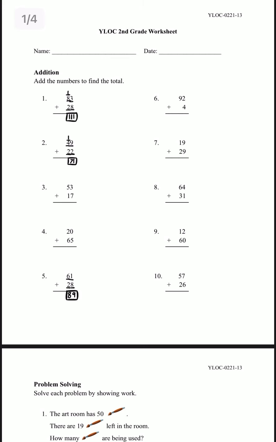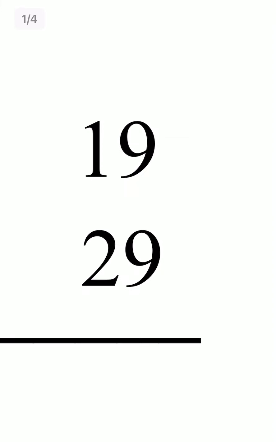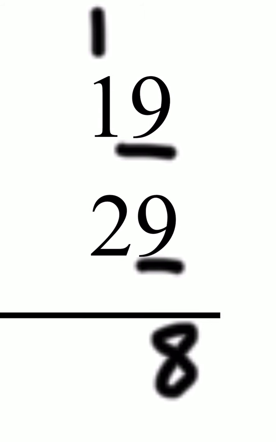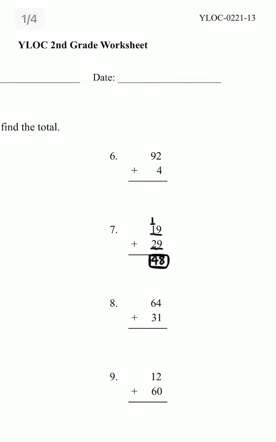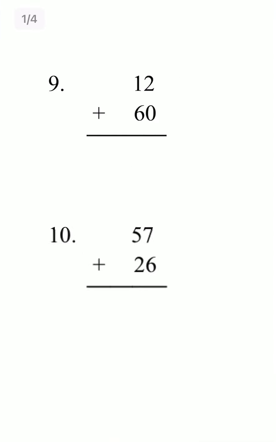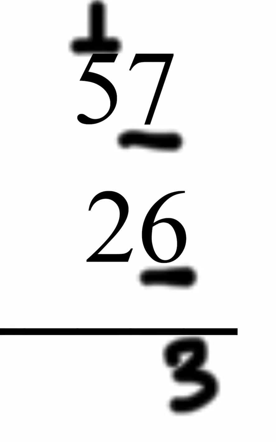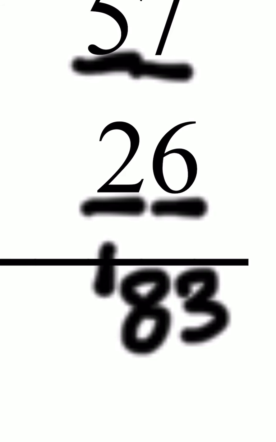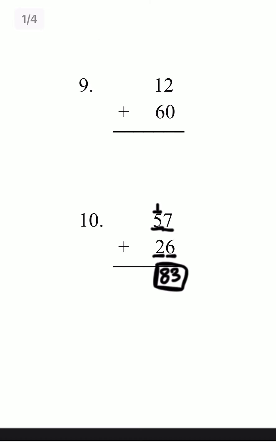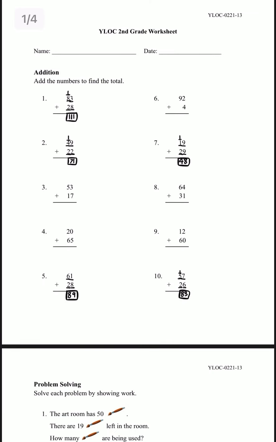Let's look at number 7. 9 plus 9 is 18. 1 plus 1 is 2, and 2 plus 2 is 4. So 48 is the answer for number 7. Let's look at number 10. 7 plus 6 is 13. 1 plus 5 is 6, and 6 plus 2 is 8. So 83 is the answer for number 10. Let's move on to the next page.